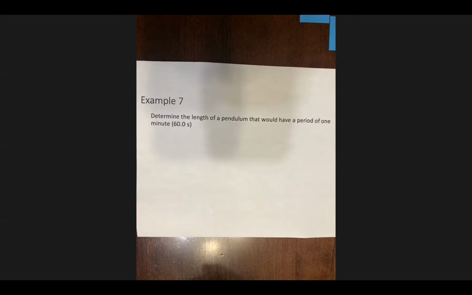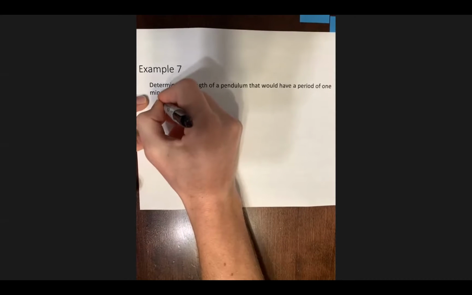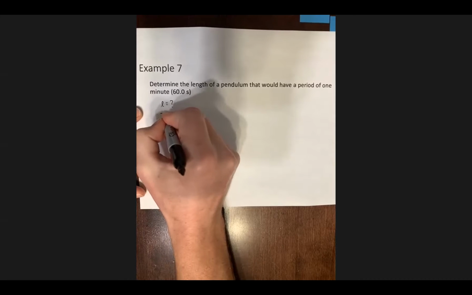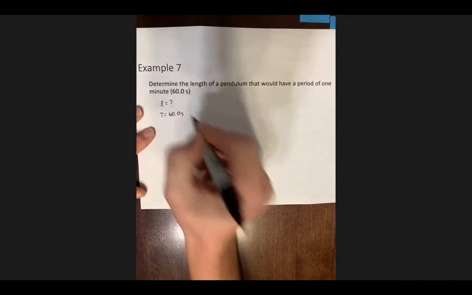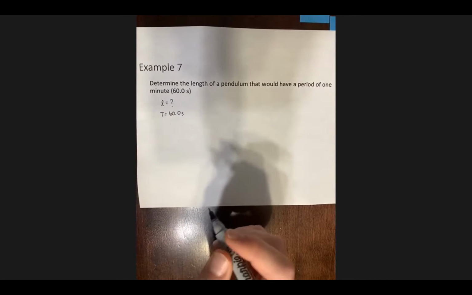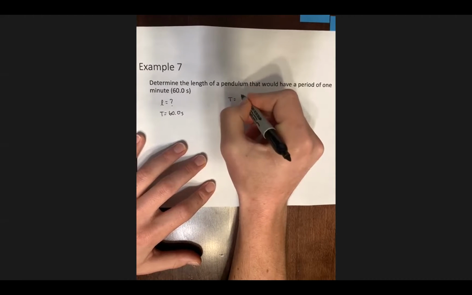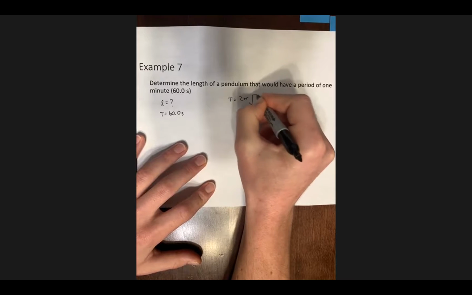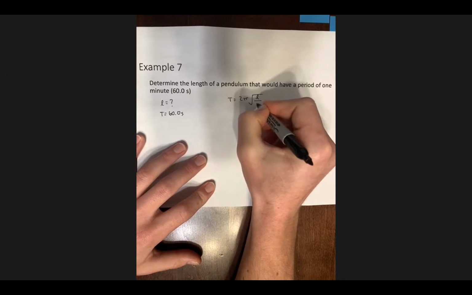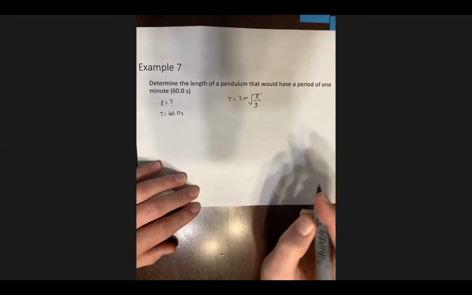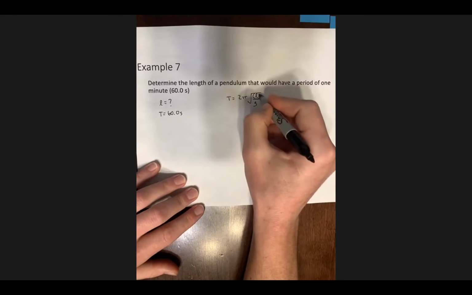Okay, last question for today. Example 7. So we are trying to find the length of the pendulum that has a period of 1 minute. So T is equal to 60 seconds. We're going to use the same formula here. So T is equal to 2 pi over the square root of the length divided by gravity. And we need to isolate for length now.